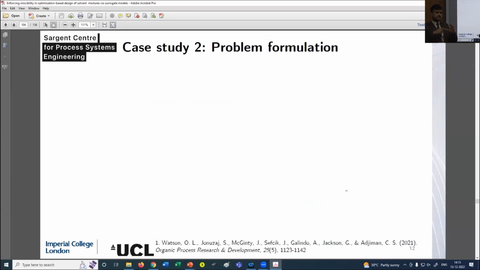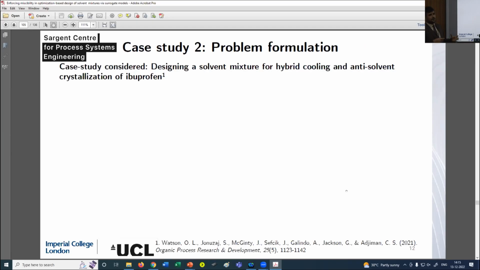So this was one case study. We want to build on this case study. So this second case study also takes the process level decisions into account. So you want to design a solvent mixture now which maximizes for hybrid cooling and anti-solvent crystallization of ibuprofen.